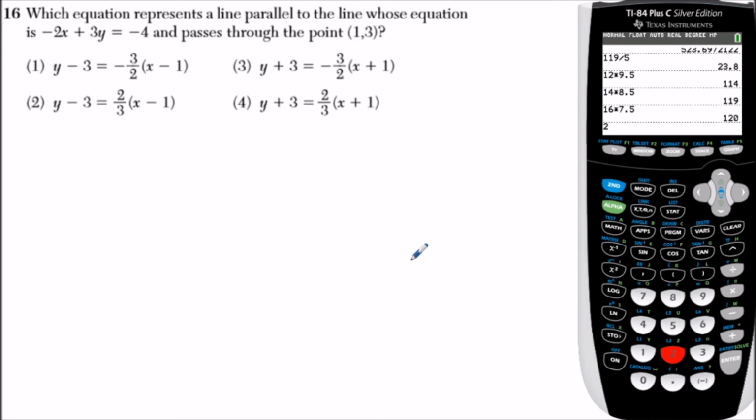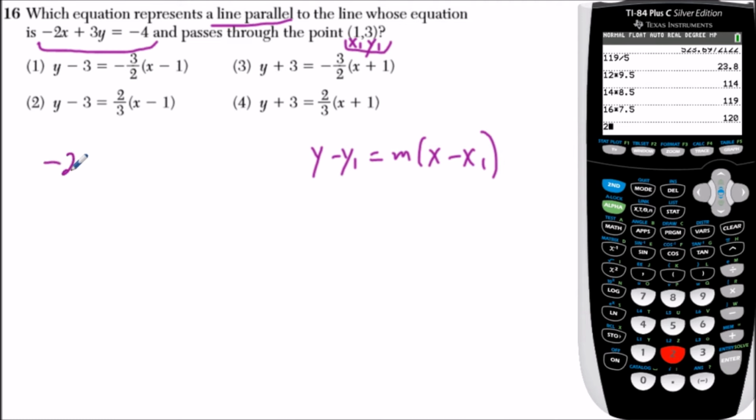Okay, for question 16, we want to look for the equation that represents a line parallel to this equation, passing through the point (1, 3). One of the formulas that we need for this question is y minus y1 equals m times x minus x1. This is the point-slope form equation, and the given point represents the x1, y1. So what we need to write the equation of a line is a point and a slope. But the slope that we want to use is going to be the slope from the given line, because in order for our line to be parallel to this one, it has to have the same slope.